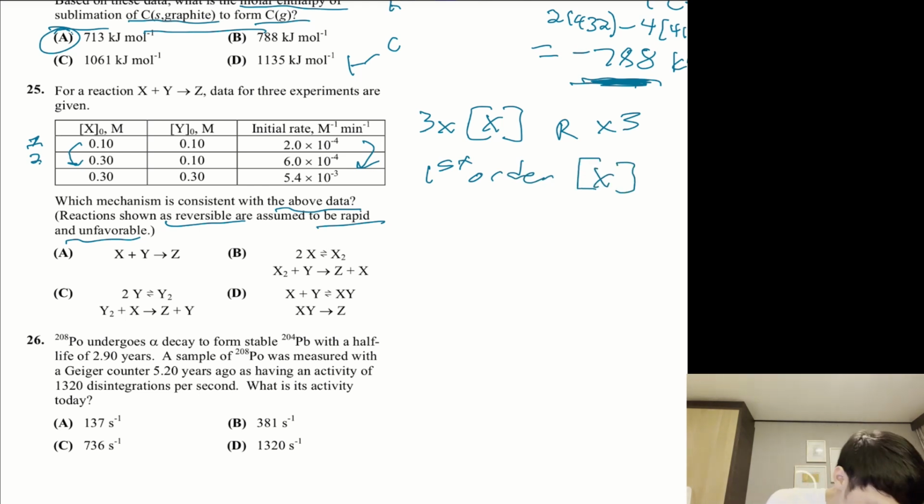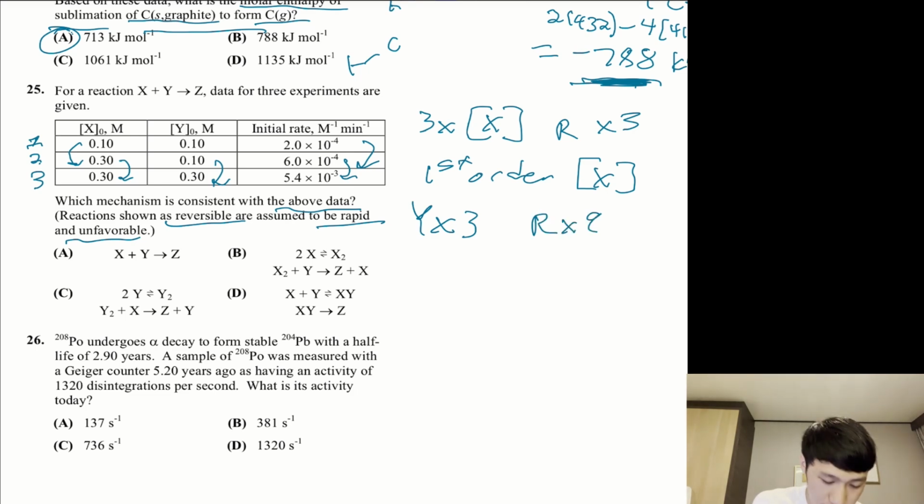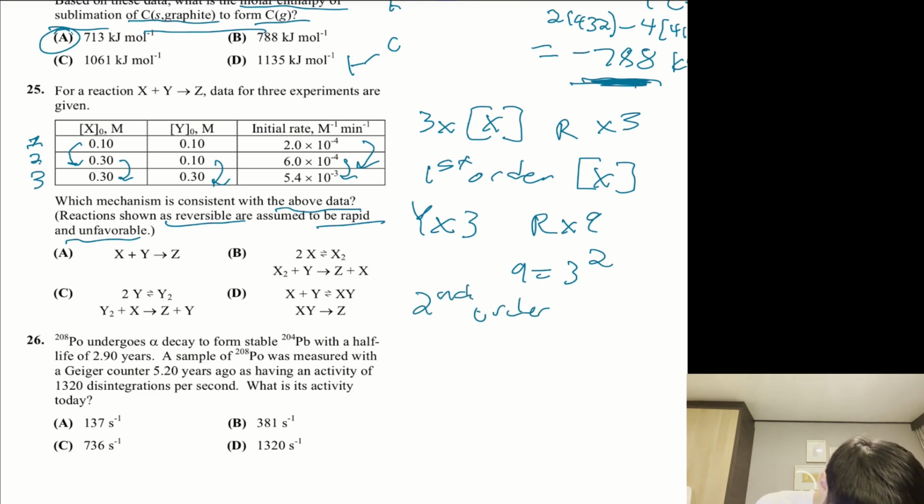And then from experiment 2 to experiment 3, X does not change. Y does change. It triples, and then the rate increases by 9. Because the rate increases by 9, and 9 is 3 squared, we can say that the reaction is second order with respect to the concentration of Y. So we're going to need to look for some mechanism with these properties.